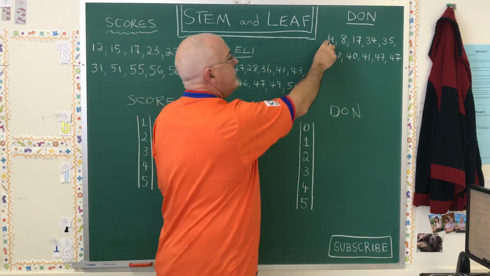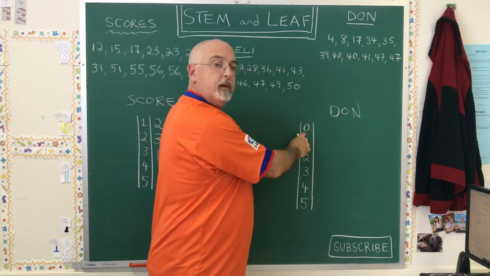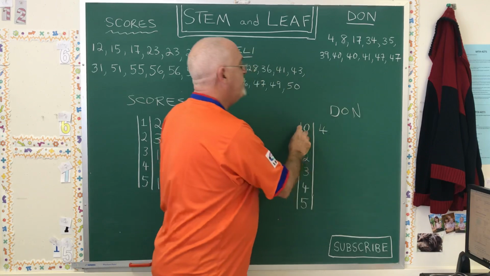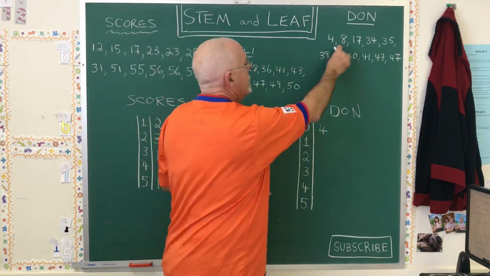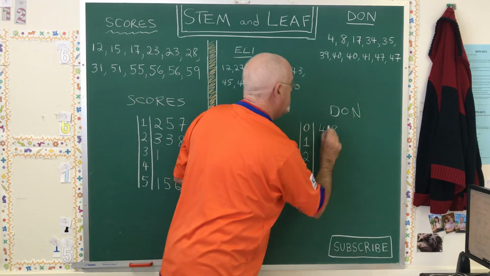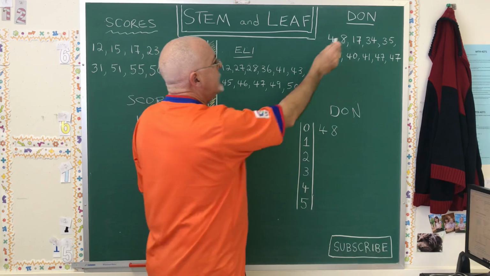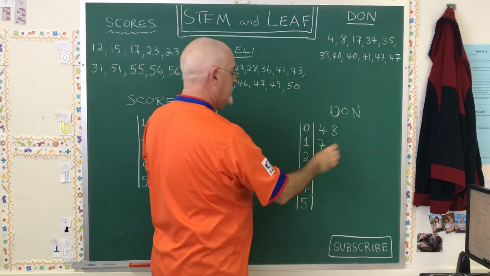And his first number is a 4. 4 is not a 2-digit number. That's why this time I had to put a 0 between the bars so that I can write a 4 next to it, and we realize that 0, 4 means 4, and that's our first value. We also have an 8, so the 8 goes here. And now we're doing the same thing as we did with our first example. 17 is next. Then there are no numbers in the 20s.